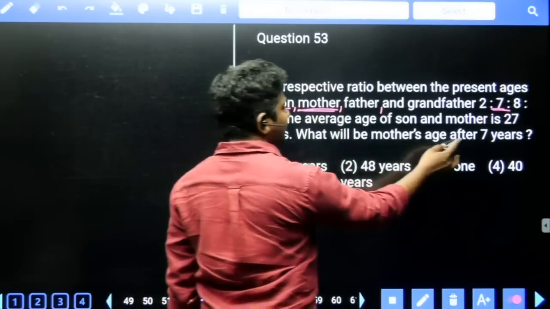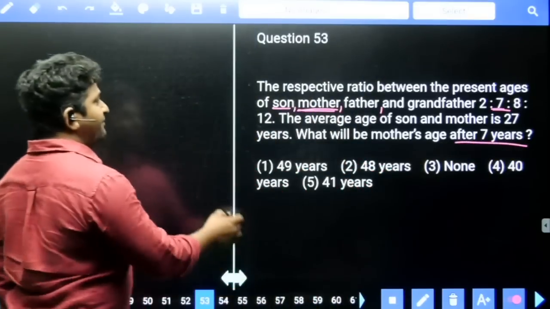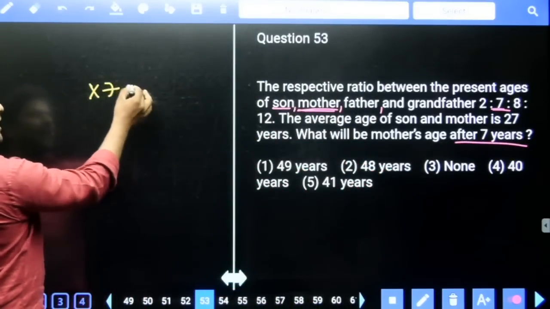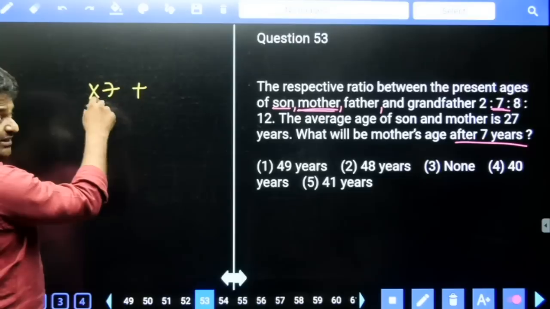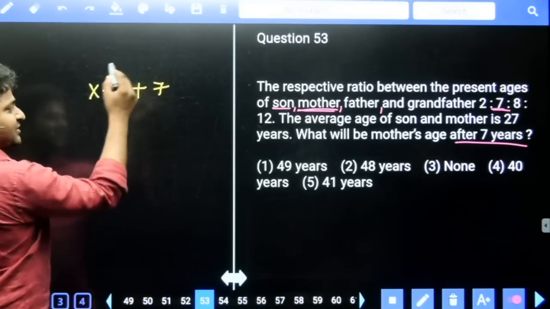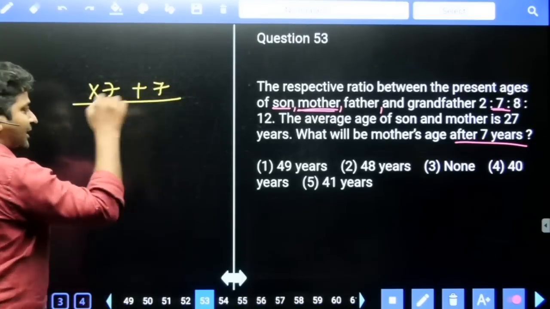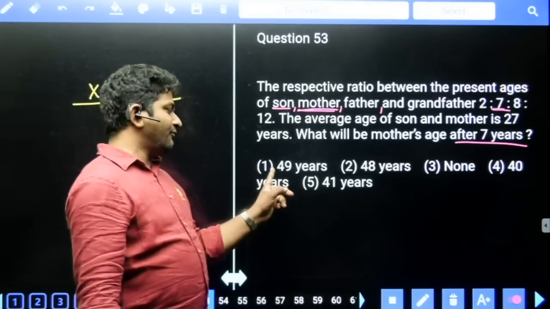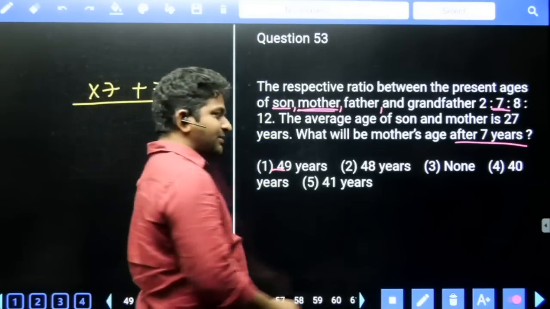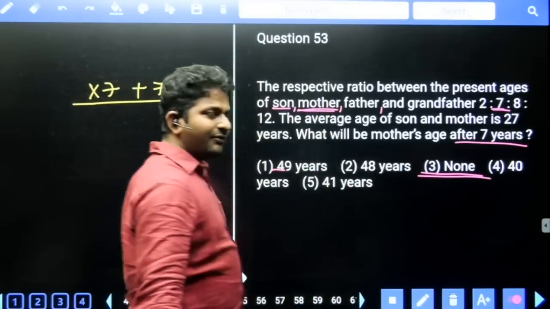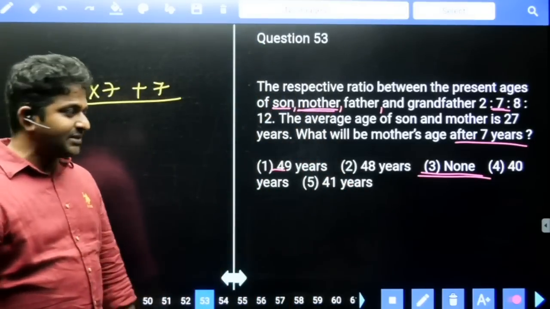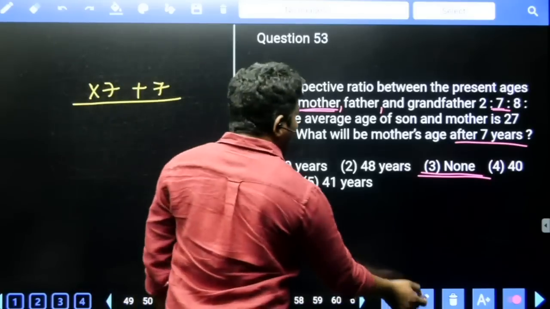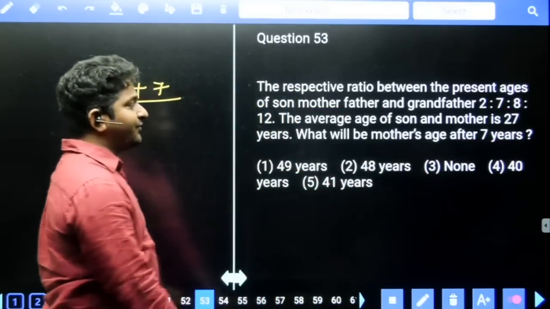You're asked to calculate mother's age after 7 years. The 7 parts should be a 7 multiple, and that is going to be the present age. After 7 years, you have to add 7 years. A 7 multiple plus 7 should also be a 7 multiple, and here 49 is a 7 multiple, but the problem is you have none of this. When you have none of this, you have to solve and answer it.